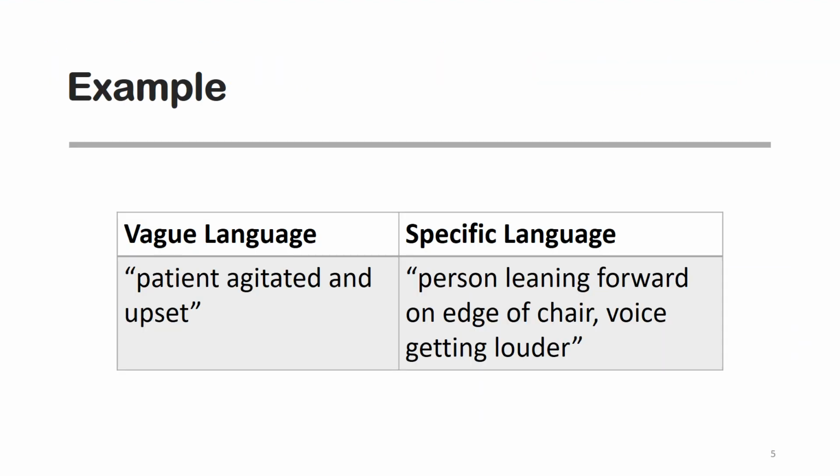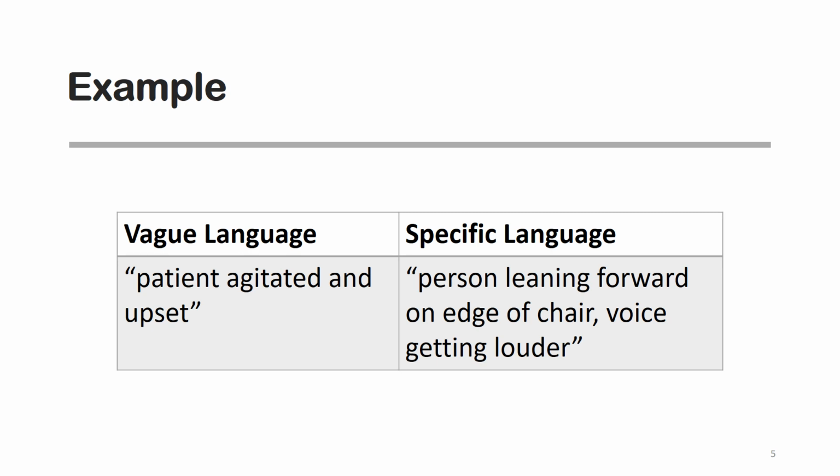Let's look at an example. Read the vague sentence in the left column. What do you think is happening with this patient? Agitated and upset are vague words that can mean different things to people. How would you know if the agitation was getting better or worse?